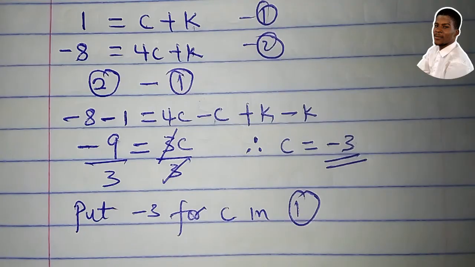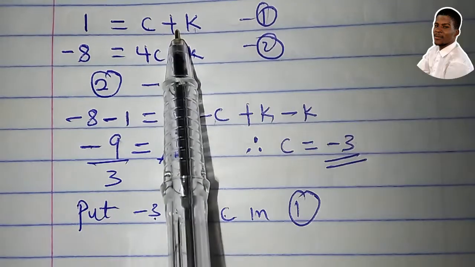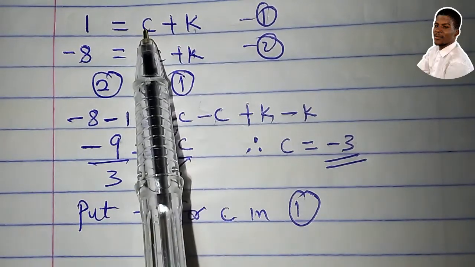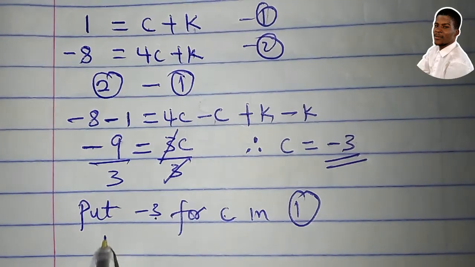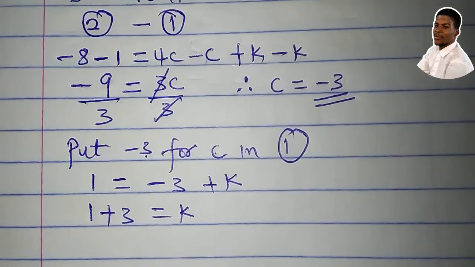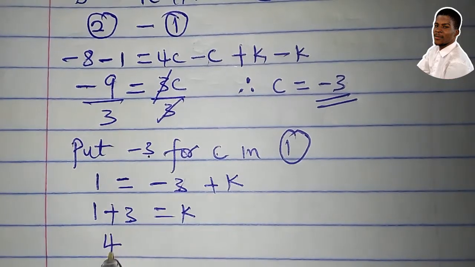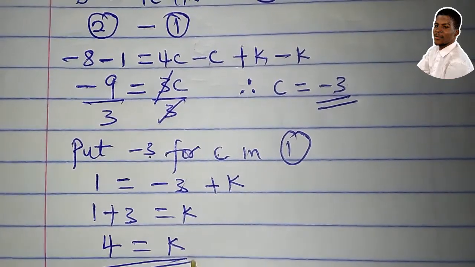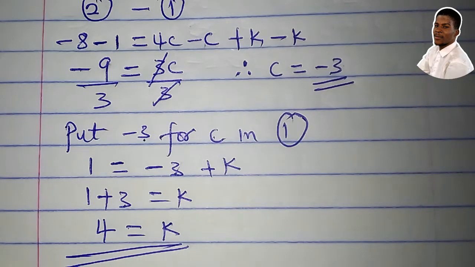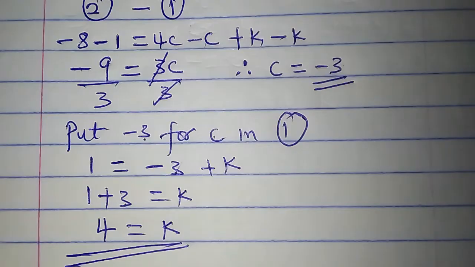To get the value of k now, let's plug in minus 3 for c in equation 1. So here I'll write minus 3. We have 1 is equal to minus 3 plus k. Collecting like terms, minus 3 will cross and turn to a plus. So k is equal to 4. So the values of c and k which make the function continuous on the set of real numbers are c equal to minus 3, k equal to 4.